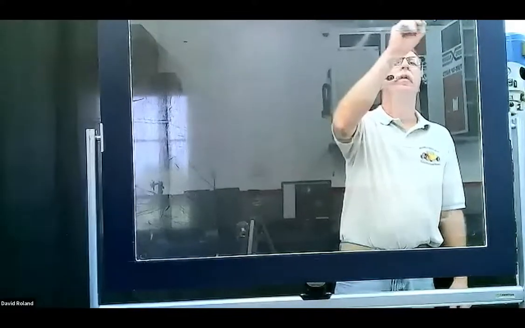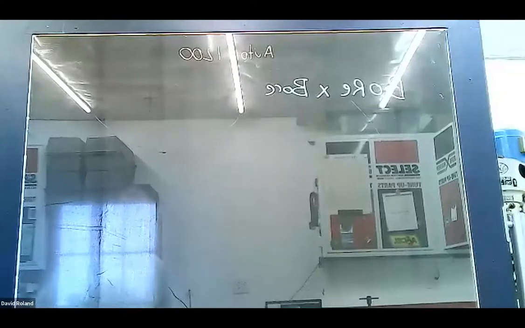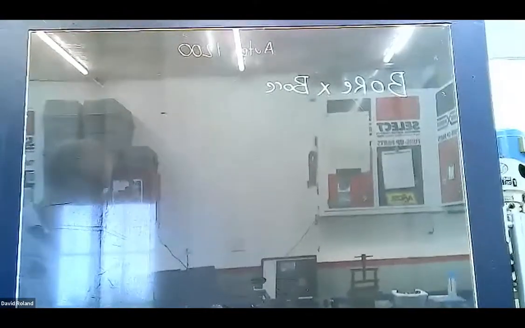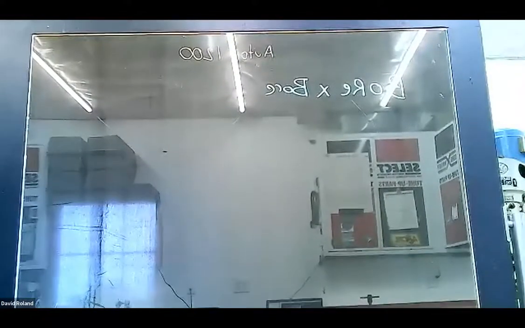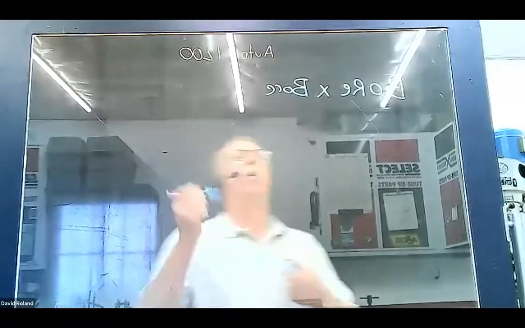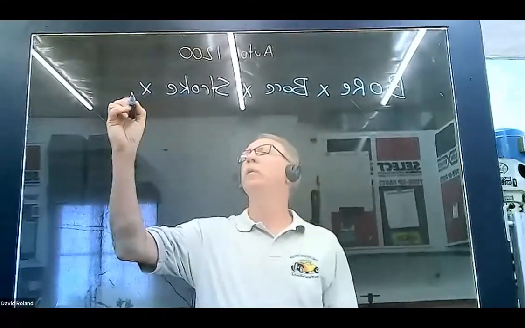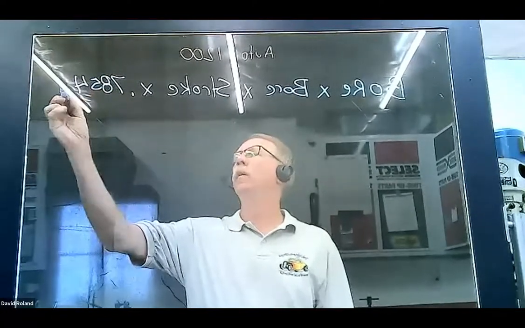All right. The formula for engine displacement is bore. Can you see that? No, you need to adjust your camera a little bit. I'm catching a lot of glare off the lights. The formula is bore times bore times stroke times 0.7854 equals one cylinder.